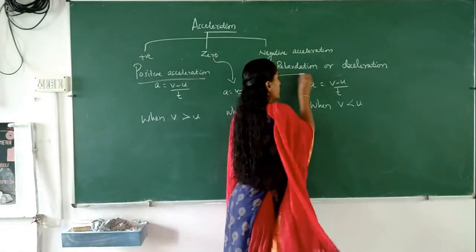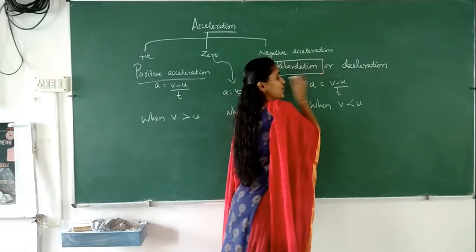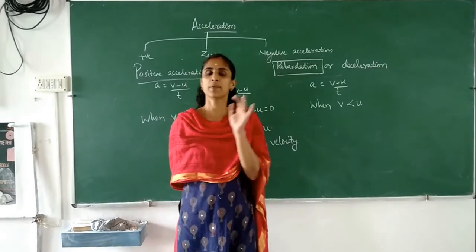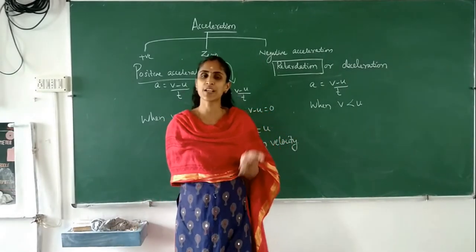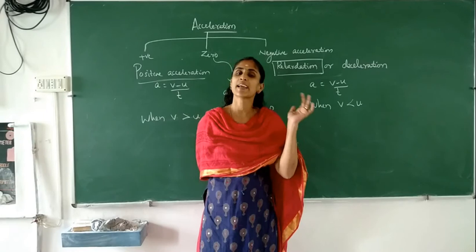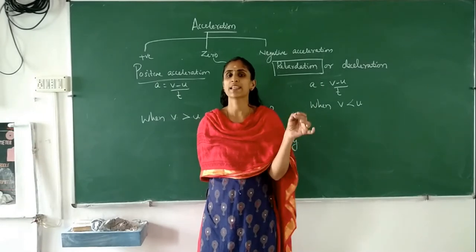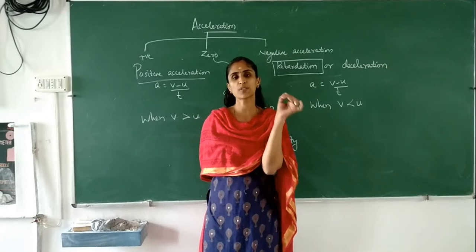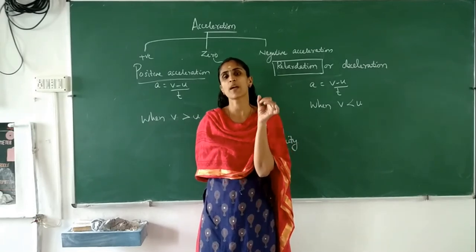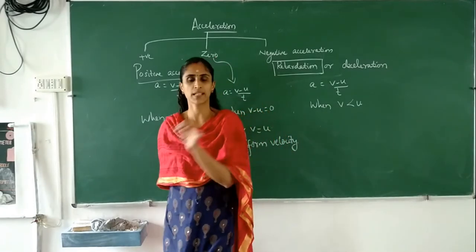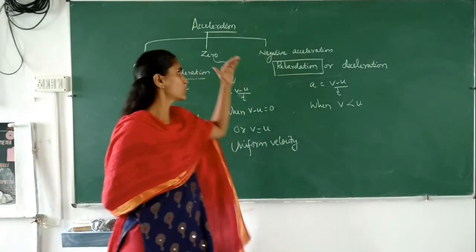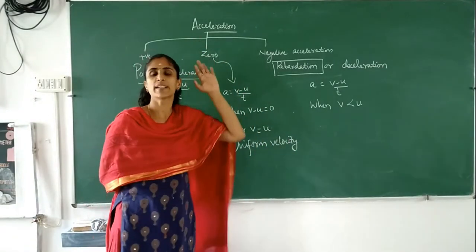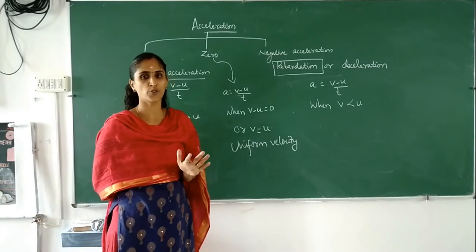So this word is very much important, retardation. In a problem if it is given that retardation, you have to take A as negative. If it is given that a retardation of 5 meter per second squared, you have to substitute A is equal to minus 5 meter per second squared. Is it clear? So this is about acceleration. So three types of acceleration, all of you understood, no?